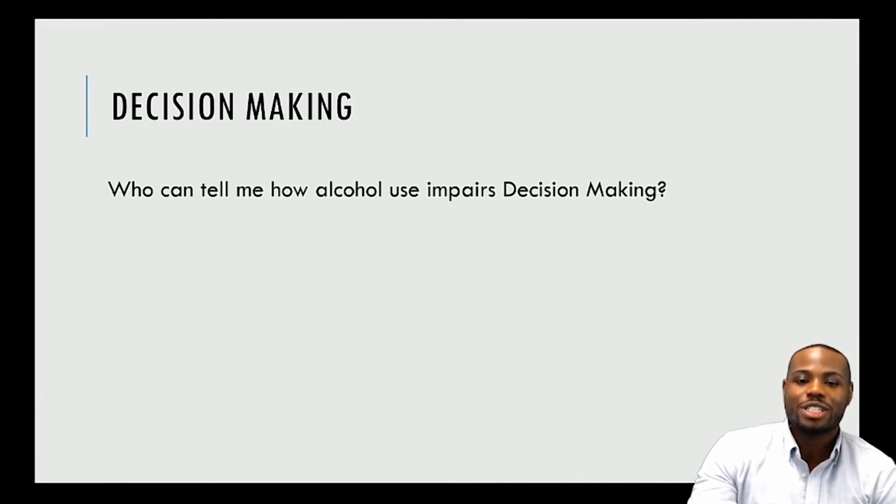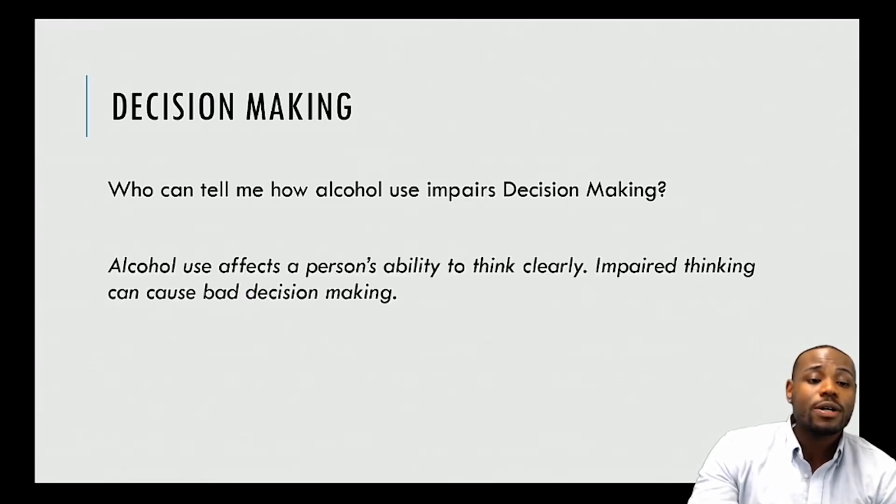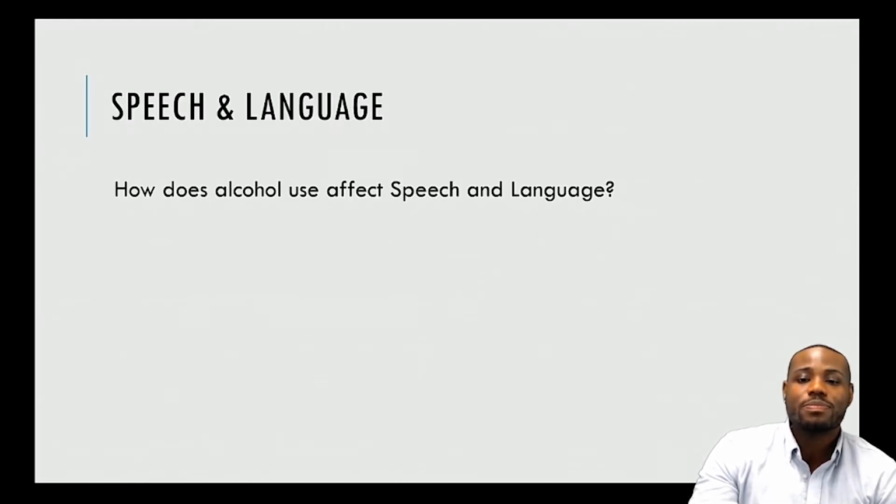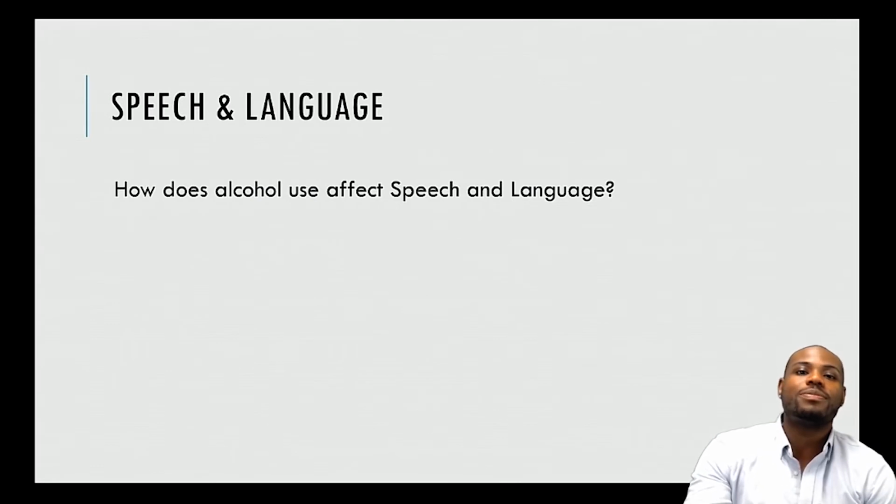All right, great job, you guys. So, alcohol use affects a person's ability to think clearly. Impaired thinking can cause bad decision making. All right, great job, you guys. So, we're going to move on to speech and language. Same thing. How can alcohol use affect speech and language?